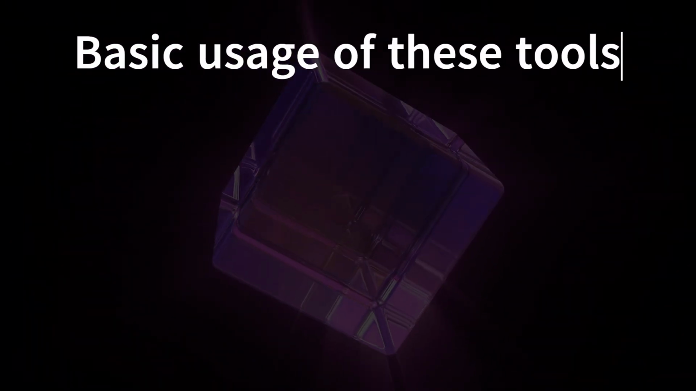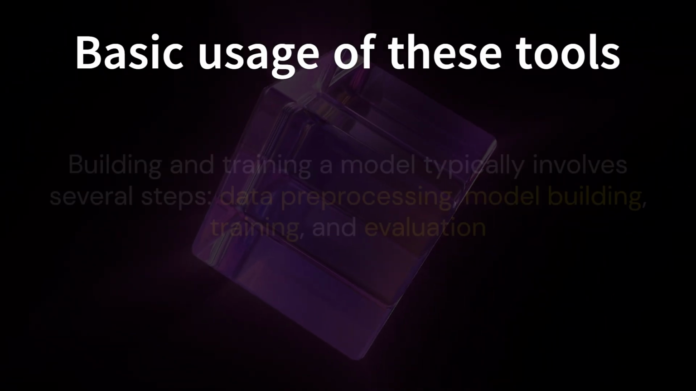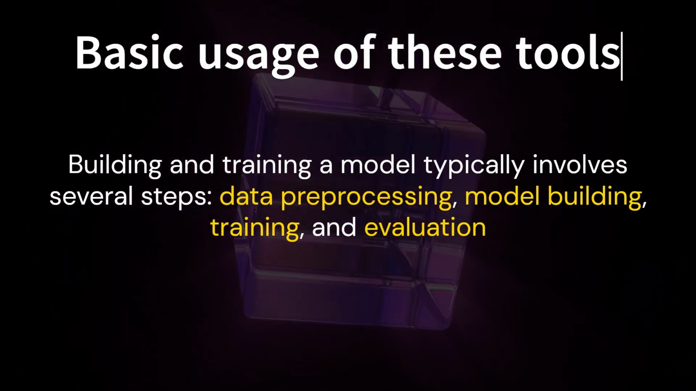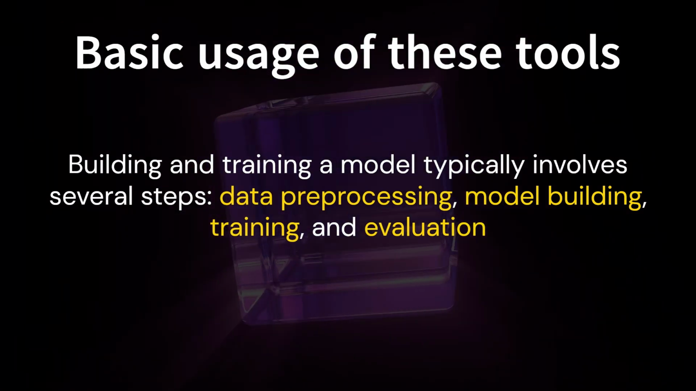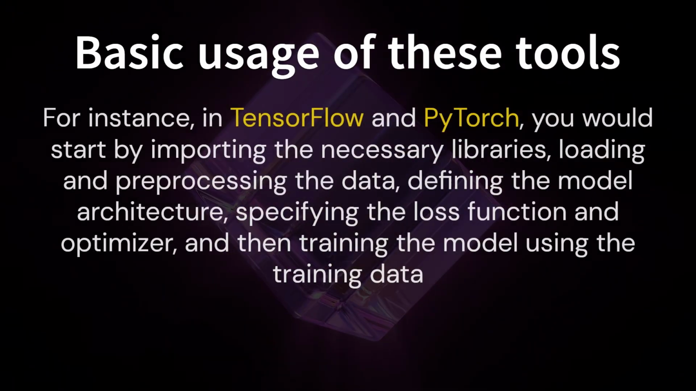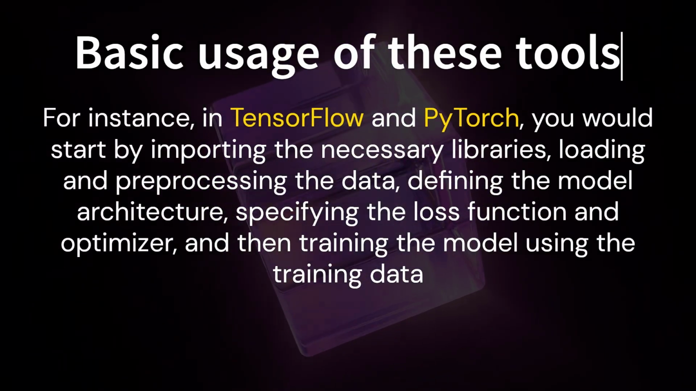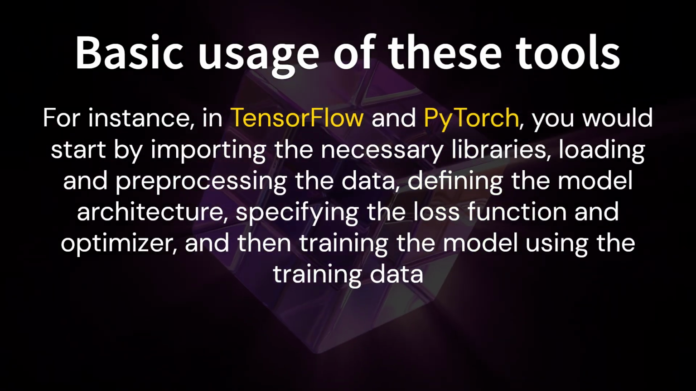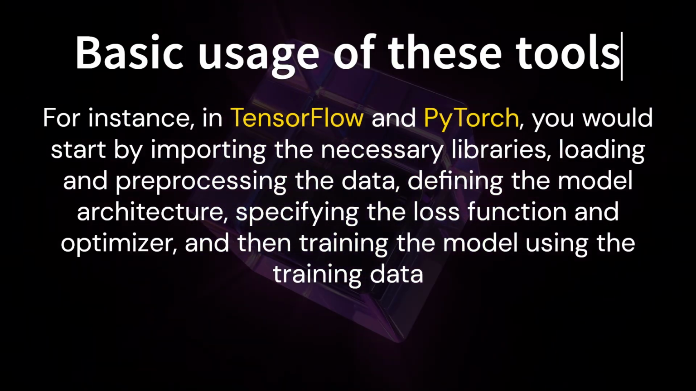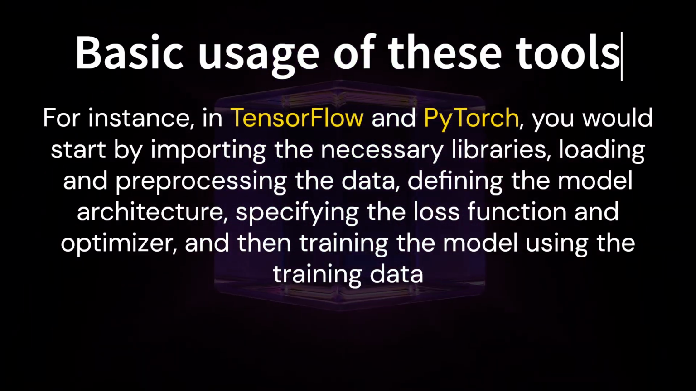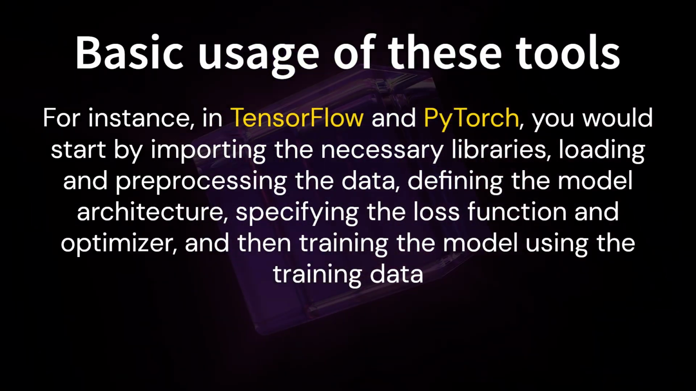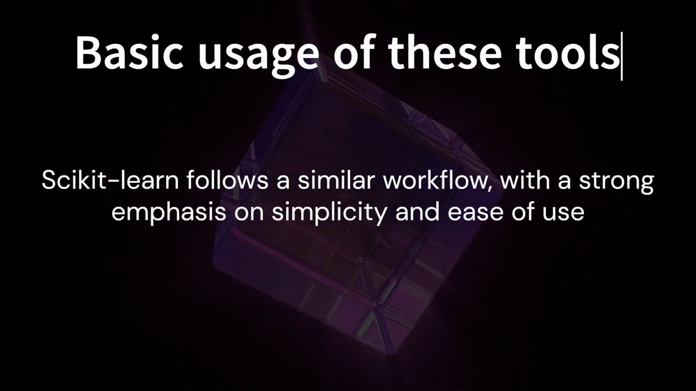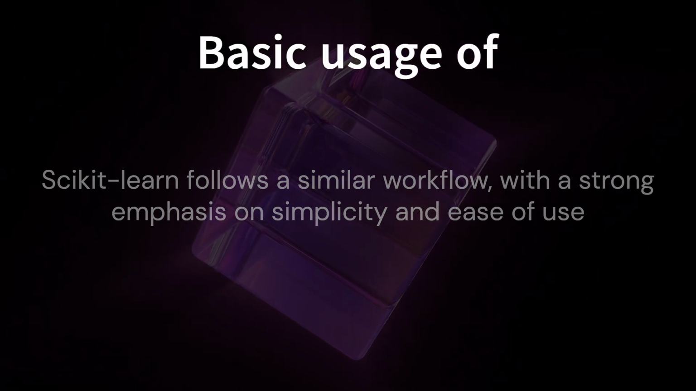Now, let's discuss the basic usage of these tools. Building and training a model typically involves several steps: data preprocessing, model building, training, and evaluation. For instance, in TensorFlow and PyTorch, you would start by importing the necessary libraries, loading and preprocessing the data, defining the model architecture, specifying the loss function and optimizer, and then training the model using the training data. Scikit-learn follows a similar workflow, with a strong emphasis on simplicity and ease of use.